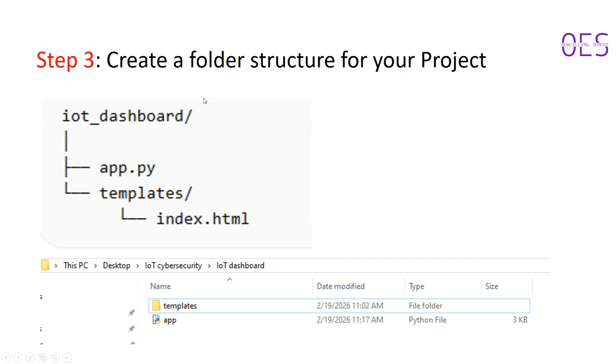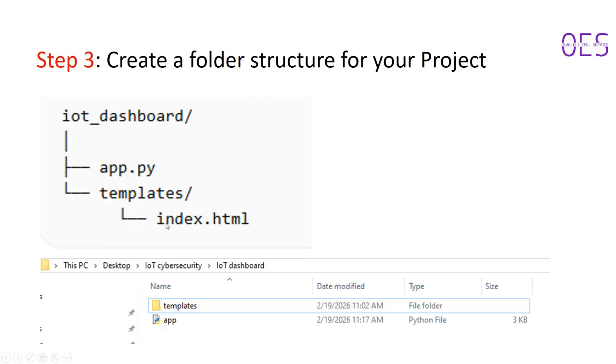So the next thing is to create a folder structure for your project. Basically you create a folder. It could be any name, but in this case I'm just using IoT_dashboard. Then in that folder you create a Python file called app.py. Then you also create another folder called templates. That folder will hold all your HTML files.